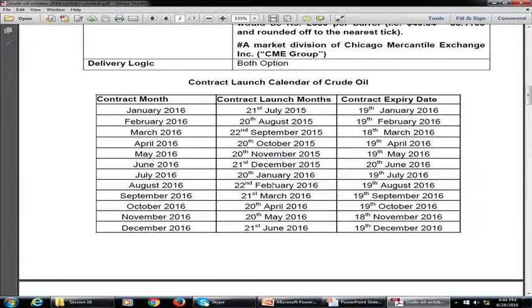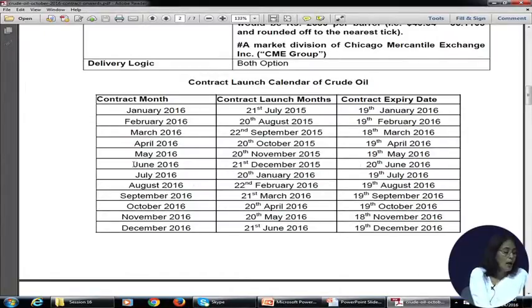And let's go to the contract launch calendar. So today we are on 24th June. Which contracts will be available? I will not be able to take the June 2016 contract, because it expired on 20th June. So I can take the July 2016 contract, August, September, October, November and December. Yes, the December contract is available to me because it started on 21st June. So a trader will be able to buy or sell futures contracts on July, August, September, October, November, December.